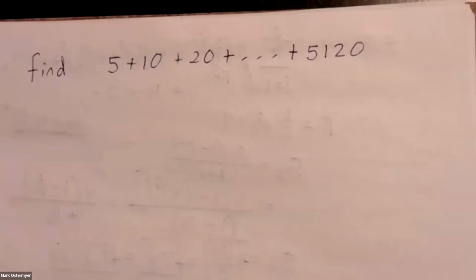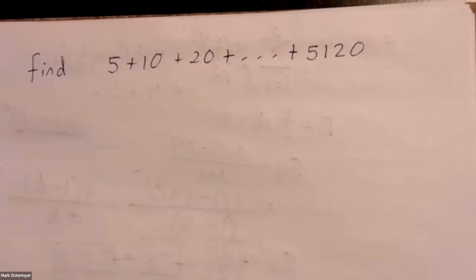All right, we know the common ratio. We know the first term is 5. But there's something else that we're going to need to know. What is it? Something else we've got to know. How many terms there are? That's right. We don't even know how many terms are being added up here.